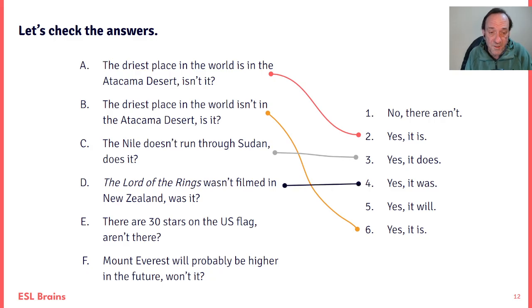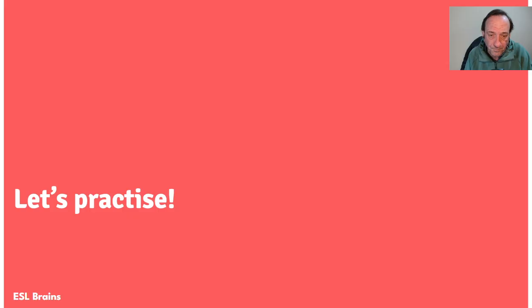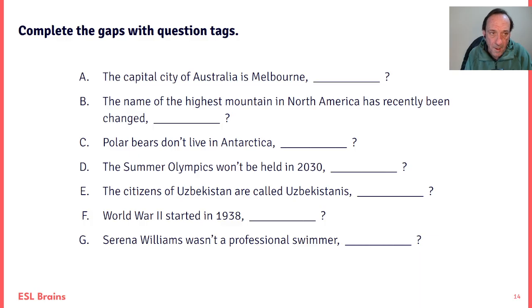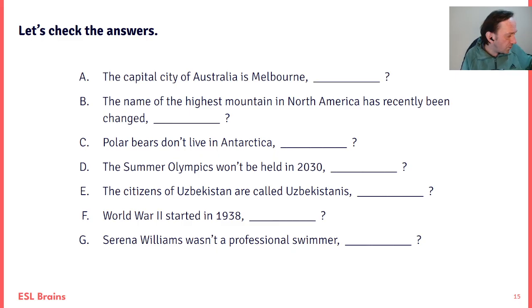There are 30 stars on the US flag, aren't there? No, there aren't. And the last one, Mount Everest will probably be higher in the future, won't it? Yes, it will. I didn't know that, but seemingly it's true. Will becomes won't, won't becomes will. Let's do some practice. Complete the gaps with the question tags. So again, pause the video, have a look at the sentences, and we will go through the answers.